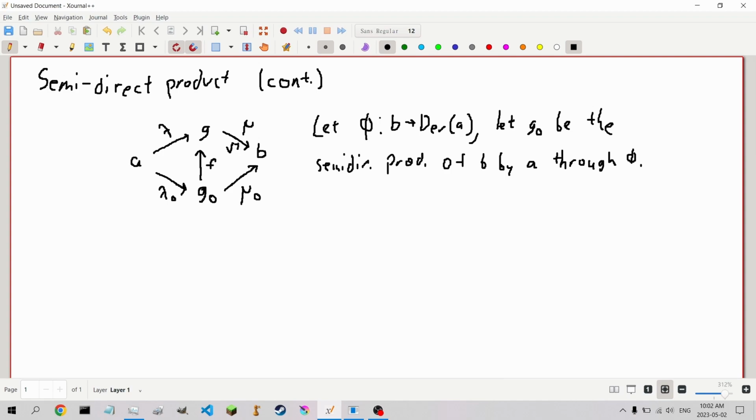So essentially we have an inessential extension of B by A. From that we can create a map from B to the derivations of A, and from that map we can then create a semi-direct product. And we just want to make sure that everything lines up here, that this semi-direct product we're creating is the same as our original.